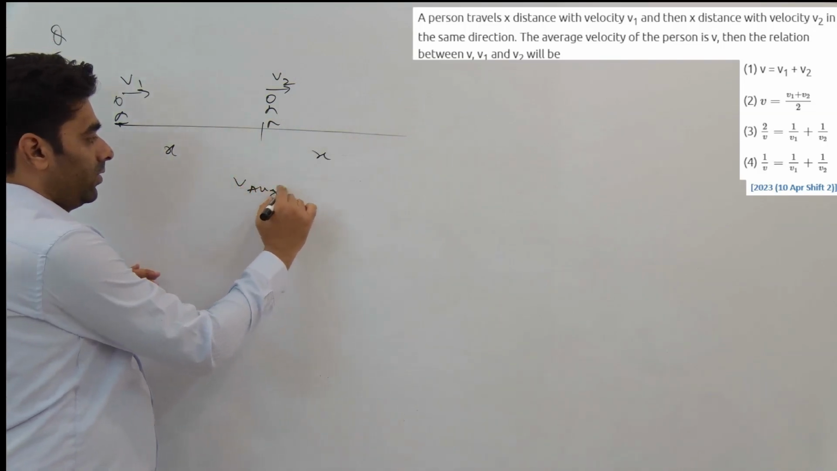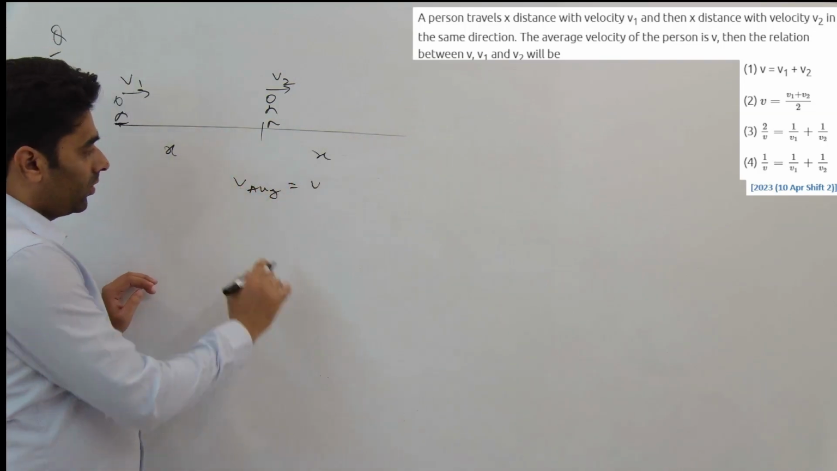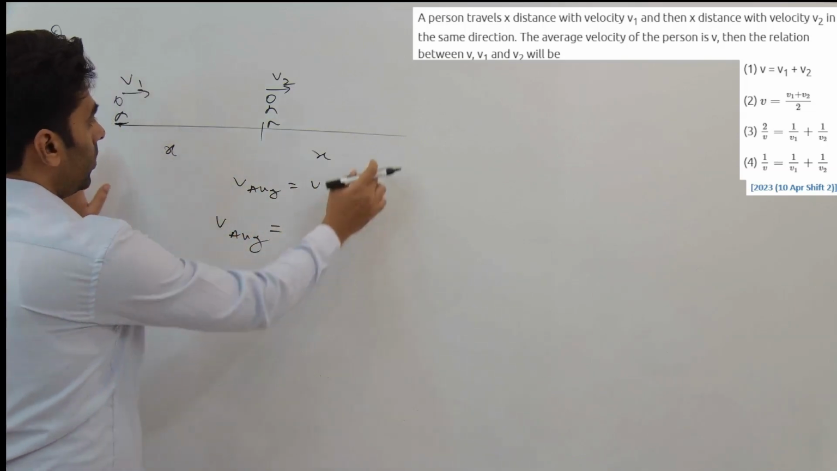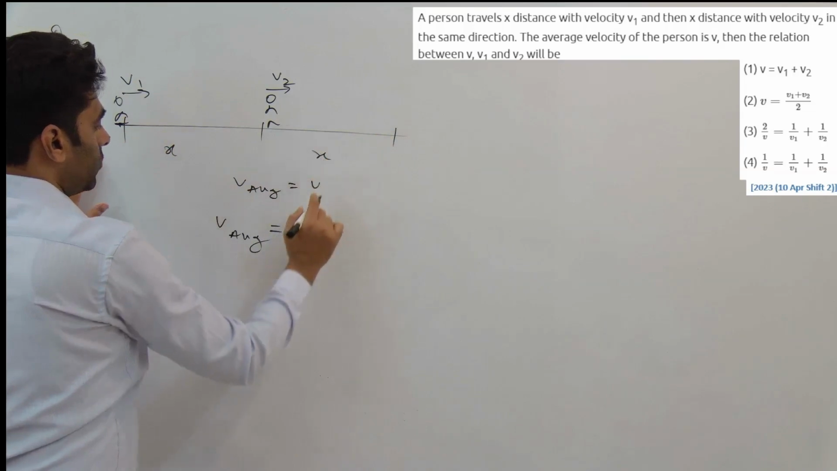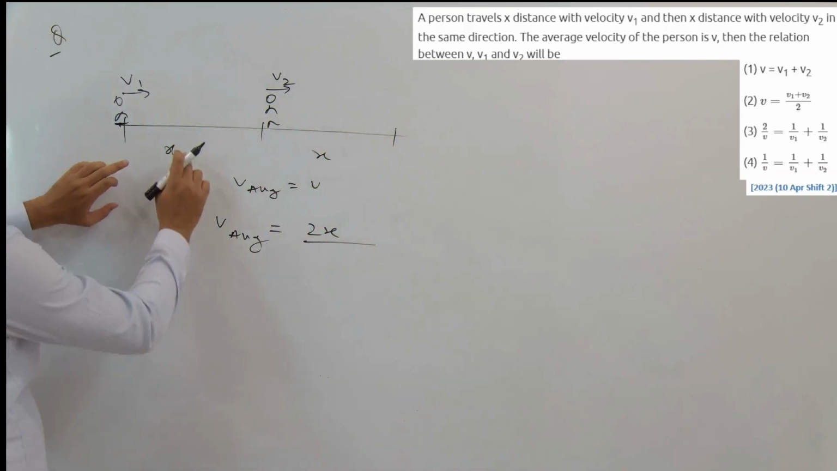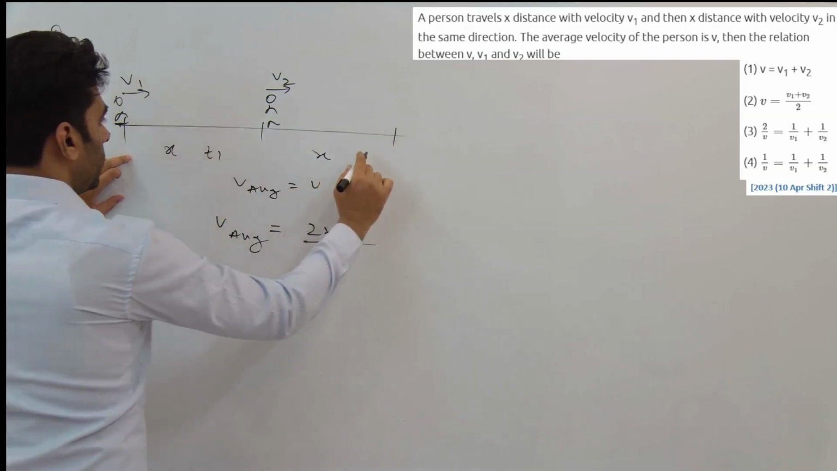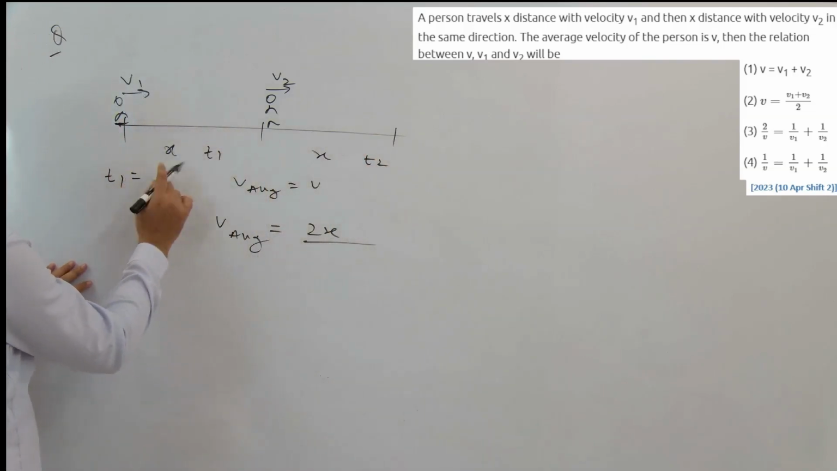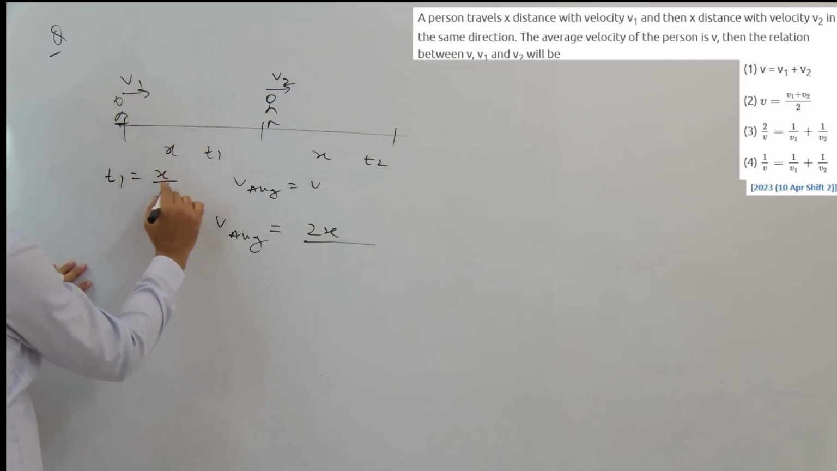Velocity average is v. What do we know? Beta, average velocity is equal to total displacement by total time. Total displacement is x plus x, 2x, divided by total time. Total time is how much? Let's call this t1 and this t2. T1 will come out to be distance by speed, that is x by v1.